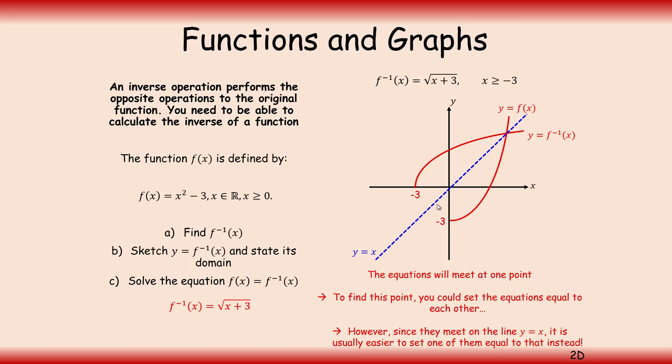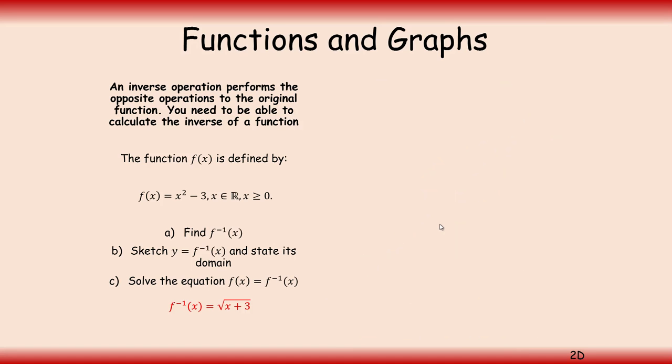From the graphs we can see that the function f of x and its inverse intersect on the y equals x line here. So we can say the function is equal to x, so x squared -3 equals x. Rearrange to give us x squared minus x minus 3 equals 0, and then we solve to give us the values of x.